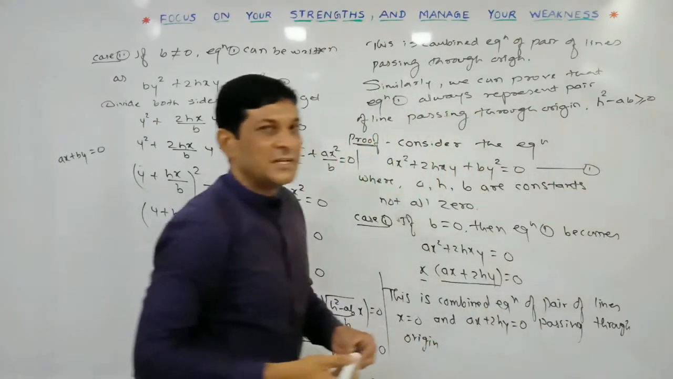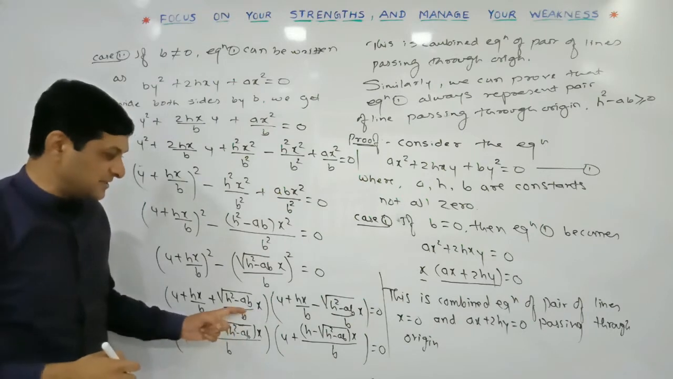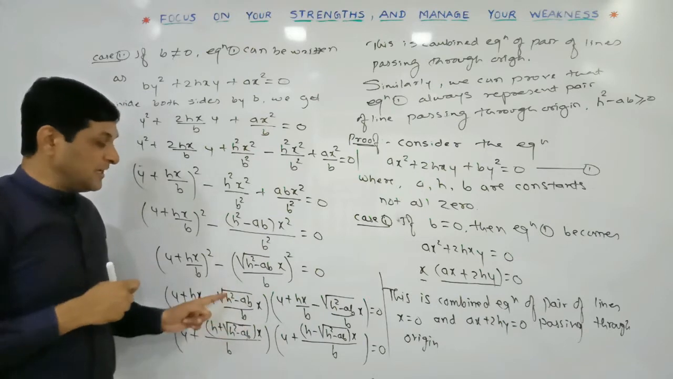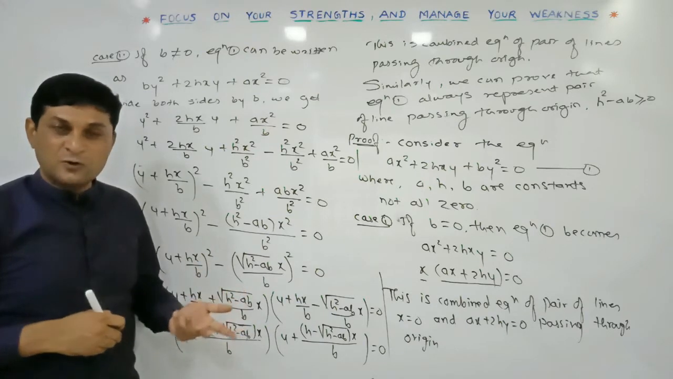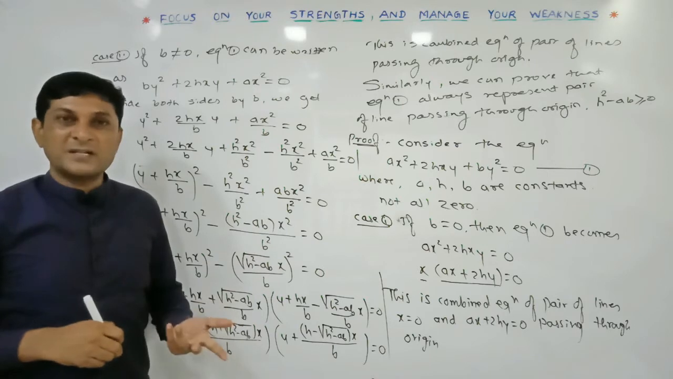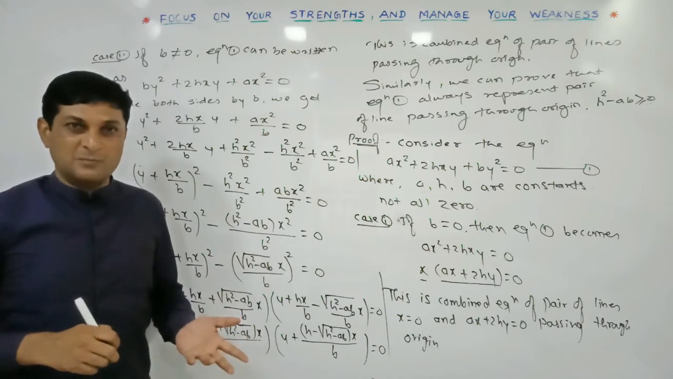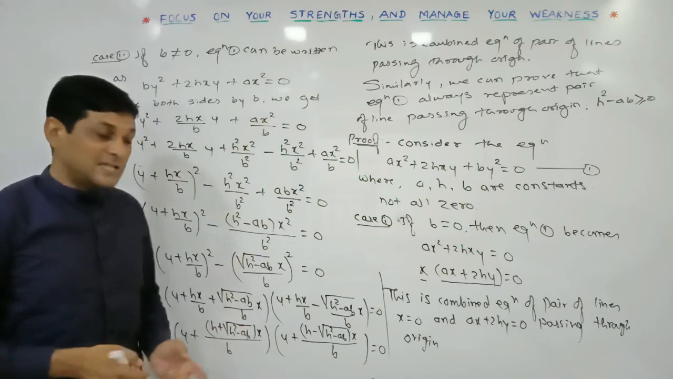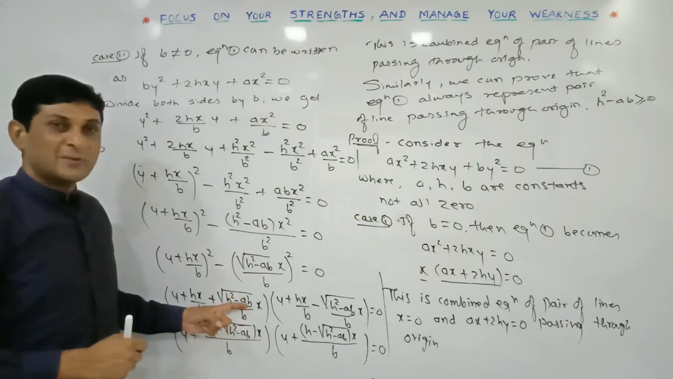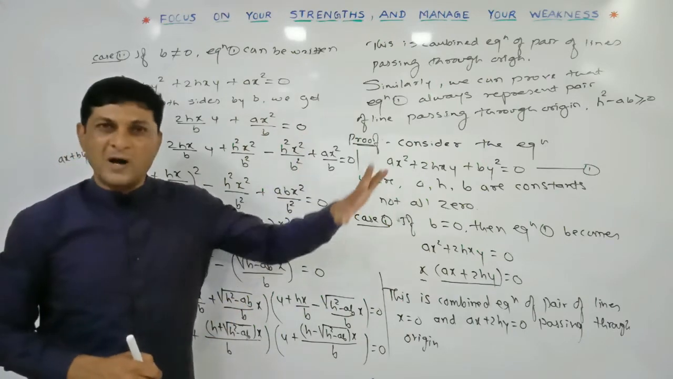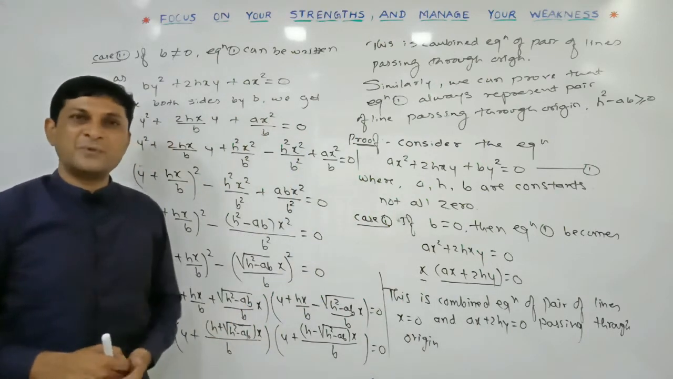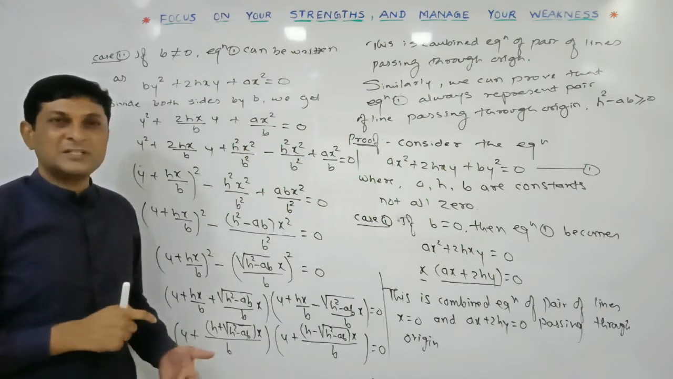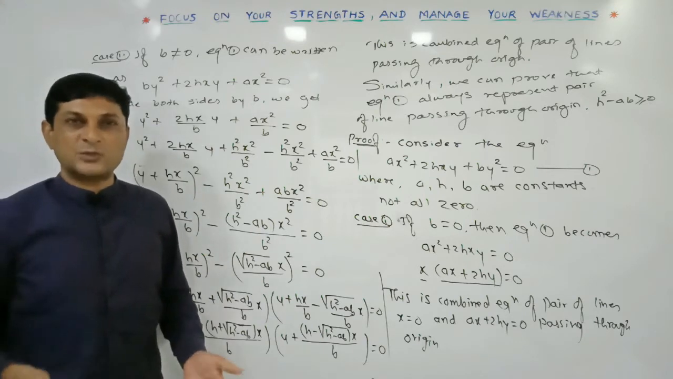Again try to understand, in case the value of this h square minus ab is negative, then the square root of a negative number is a complex number. Complex number means an imaginary number. So in such cases we can say that the line does not exist. That's why the important condition is that h square minus ab should not be negative. If 0 comes it is fine, if h square minus ab comes positive it is also fine, but it should not be negative. If it is negative, in such cases the line does not exist.